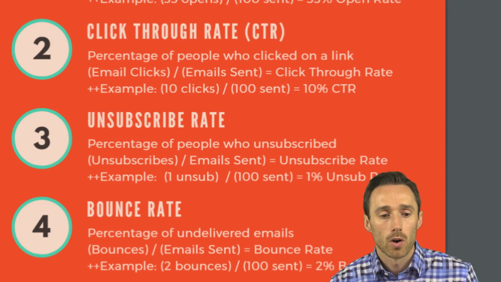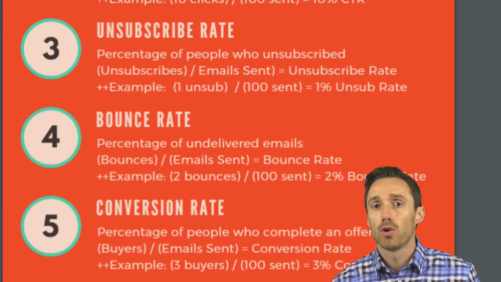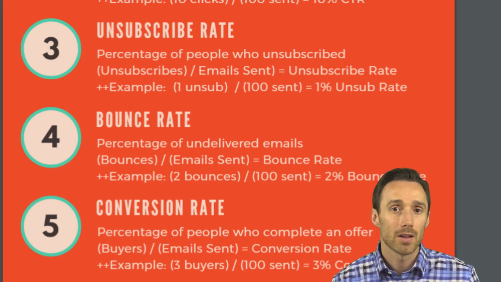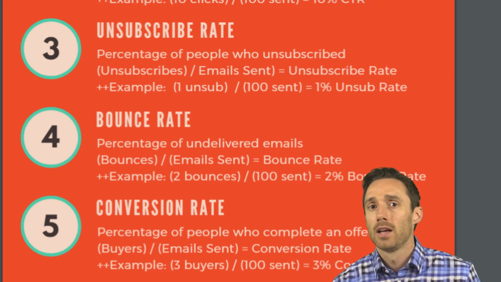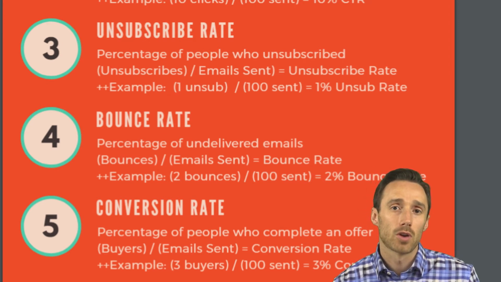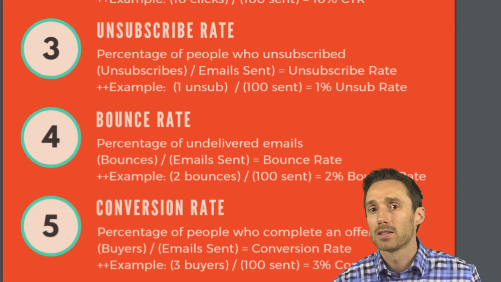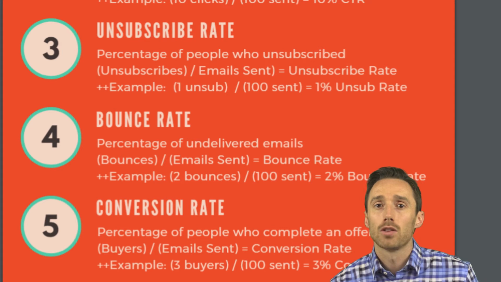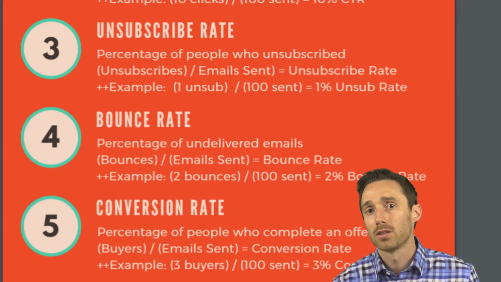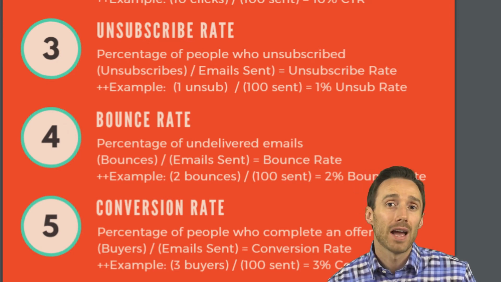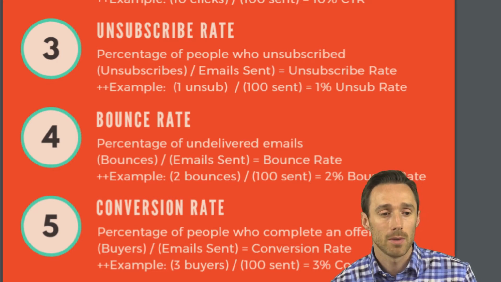The next one we're going to look at is called the unsubscribe rate. This is the percentage of people who unsubscribe for each email that is sent out. For example, if you send out 100 emails and you get one person who unsubscribes, that would give you a 1% unsubscribe rate. You want this rate to be as low as possible. When you go back and look at your email metrics, examine why a certain email got a higher unsubscribe rate. Then you can figure out what it was that caused that and change that aspect for future emails.